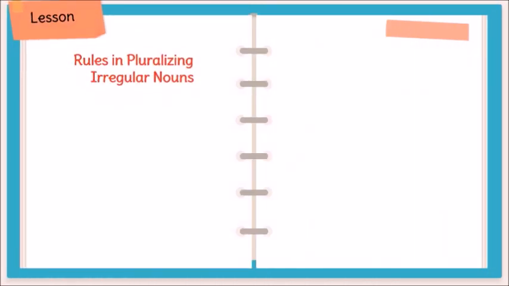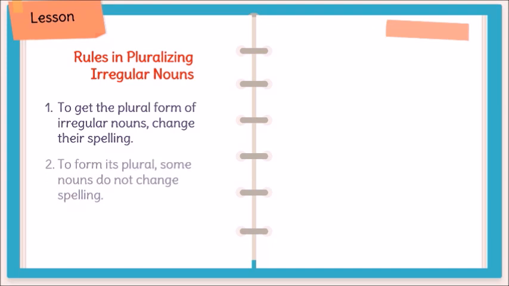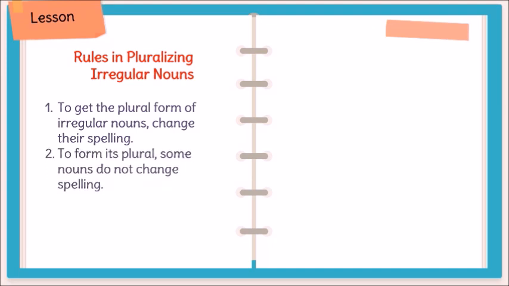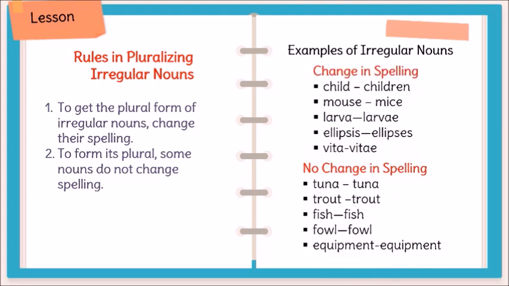What are the rules in pluralizing irregular nouns? To get the plural form of irregular nouns, change their spelling. To form its plural, some nouns do not change the spelling. Examples of irregular nouns. Change in spelling. Child, children. Mouse, mice. Larva, larvae. Ellipsis, ellipses. Vita, vitae.